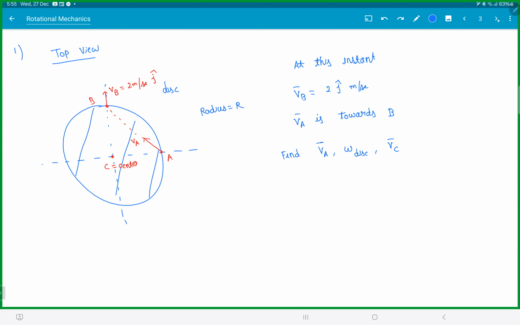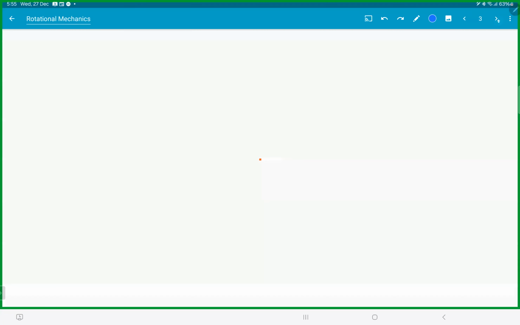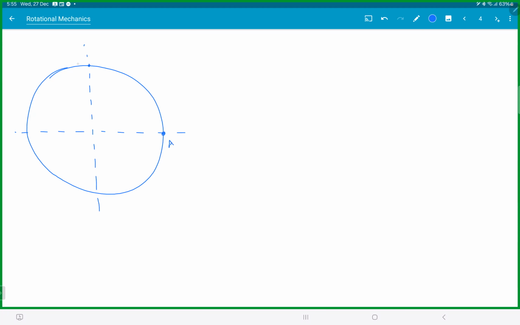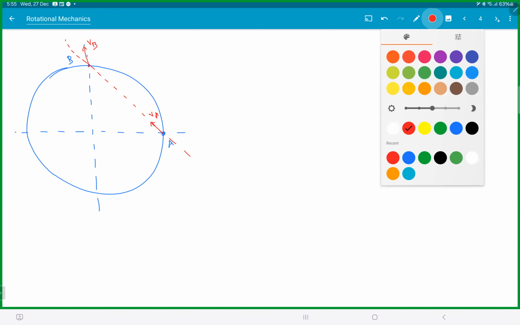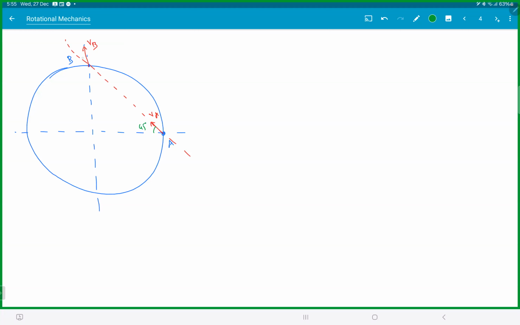Let me help you with one question. See. First thing, it's a rigid disk. So this is point A, this is point B. If you draw a line joining A and B, so velocity of VA is in this direction. VB is this way. This is 45, so this is also 45. So this would be VB sine 45, and this is VB cos 45.